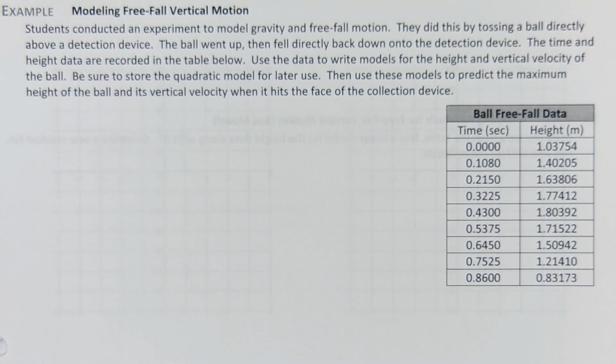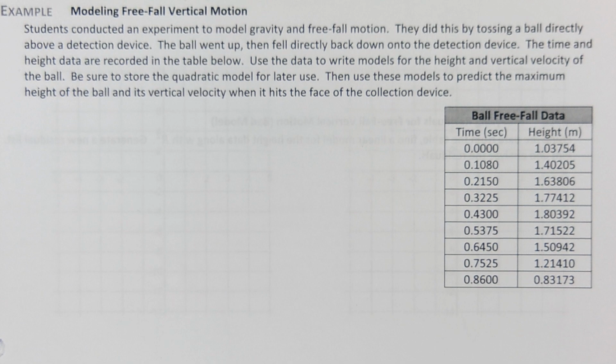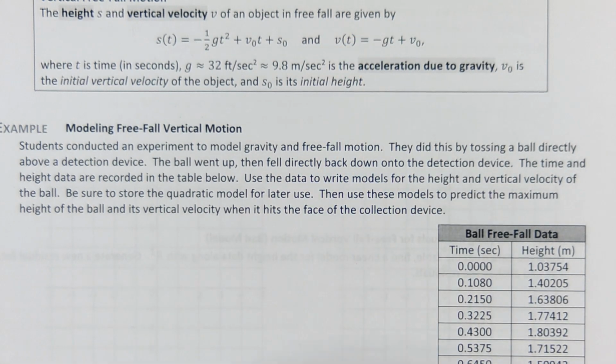Students conduct an experiment to model gravity and free fall motion. They did this by tossing a ball directly above a detection device. The ball went up, then fell directly back down onto the detection device. The time and height data are recorded in this table right here. We're going to use this data to write models for the height and the vertical velocity of the ball.